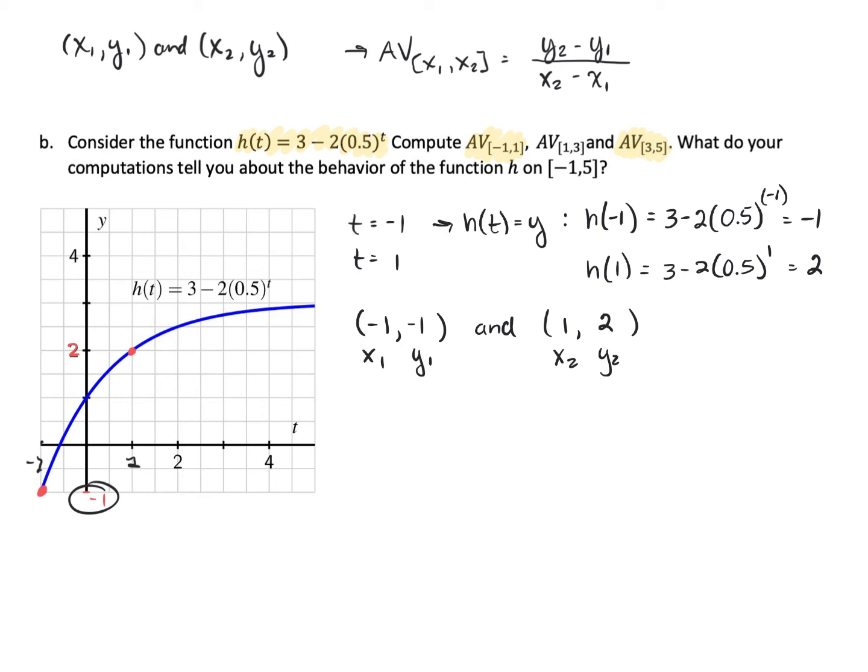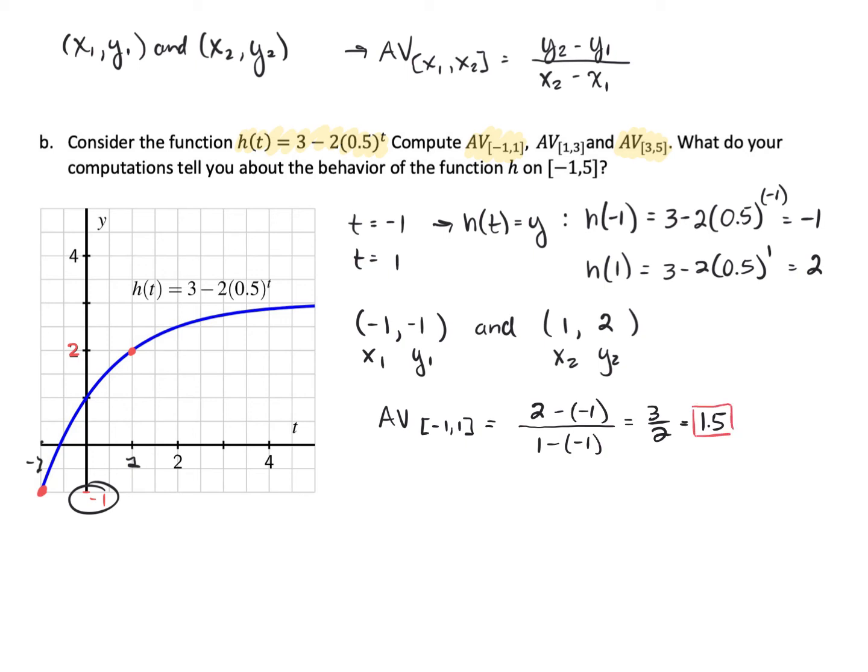So let's go ahead and put it into the formula. To calculate the average rate of change, we just need to substitute in our values. Let's calculate the average rate of change over the interval from -1 to 1. Our x values, that'll be 1 minus -1, and our y values, that's 2 minus -1, which gives us 3 over 2, or you can convert that to a decimal, that's 1.5. So our average rate of change over that interval is 1.5.